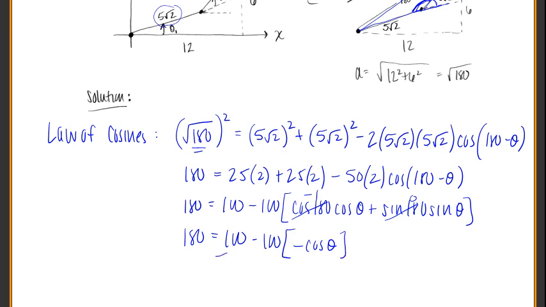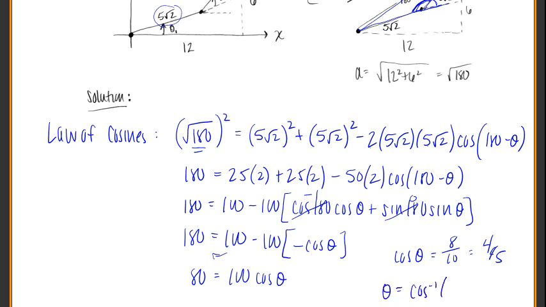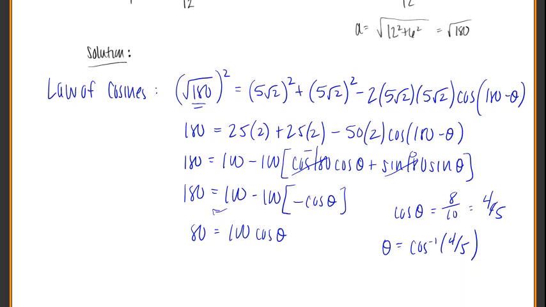Okay, so let's move this 100 over. So 180 minus 100 is 80, is equal to -100 times negative cosine theta, which is 100 cosine theta. So cosine of theta is equal to 80 over 100, or 8 over 10, which is 4 over 5. And since I'm solving for an angle, theta is equal to cosine inverse of 4/5. When I plug this into my calculator, I get an angle value of 36.87 degrees.